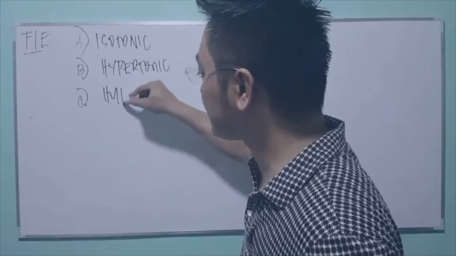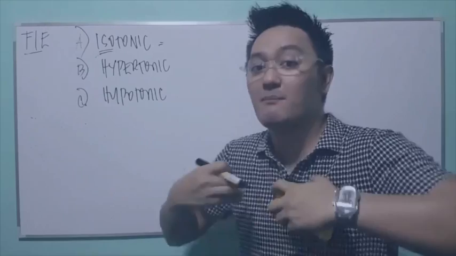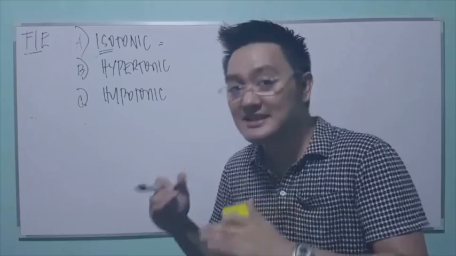Let's discuss them one by one. When you say isotonic solution, it is a solution wherein the tonicity is almost the same as the body fluid. That is why if the tonicity is the same, would you expect change in the cell? No, there's no change in the cell because they have almost the same tonicity, right? So here, no change in the cell.